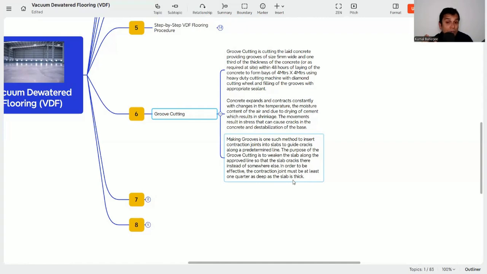Without this groove cutting and sealing with the appropriate sealant in 4 meter by 4 meter panels, it is very much impossible to make the concrete crack free and durable. So this is about the groove cutting.